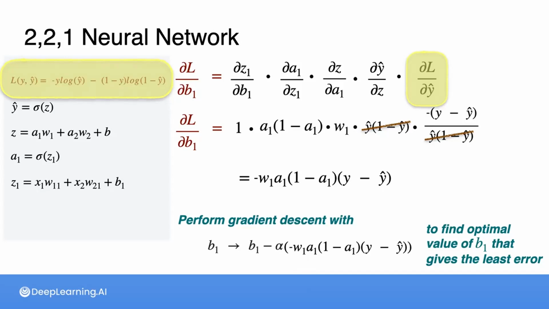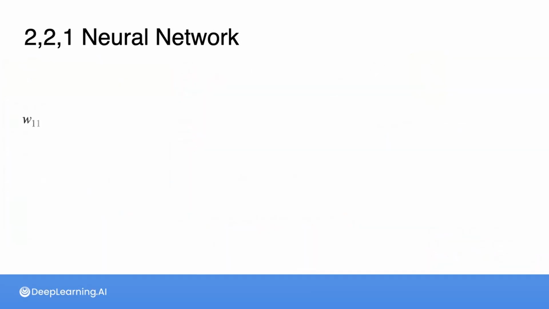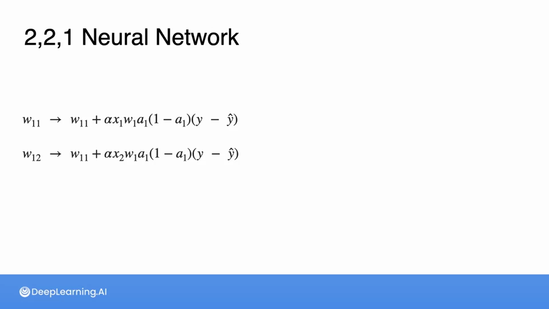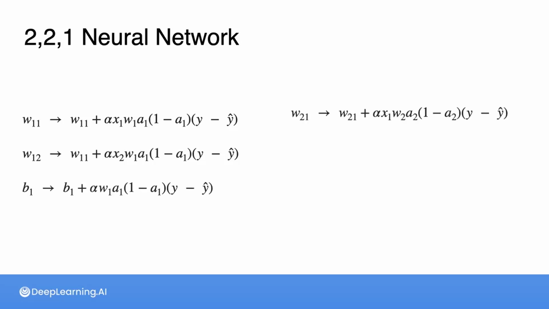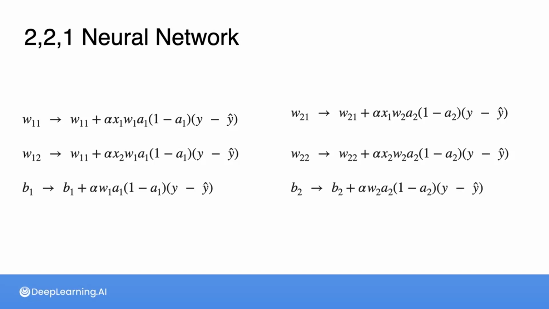So let me summarize. The way we update w11 is like this. For w12, it's slightly different. For b1, it's this. And then for the other three weights and biases, it's this. So in short, if you do these updates for a learning rate alpha, you get better weights and biases. So that's how you update the first layer of the neural network.